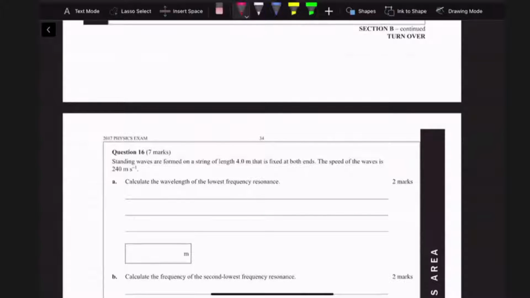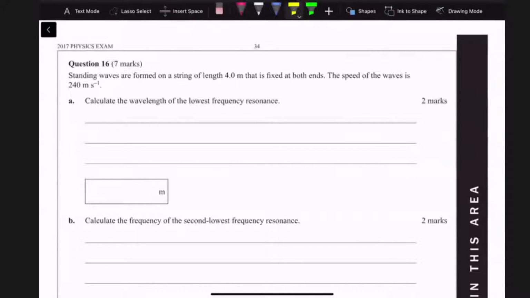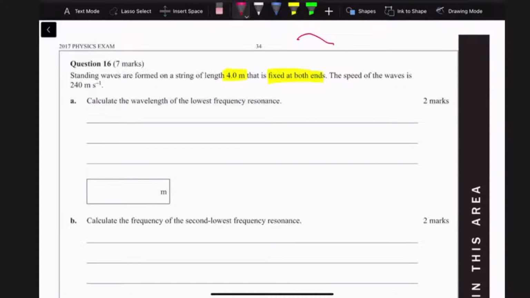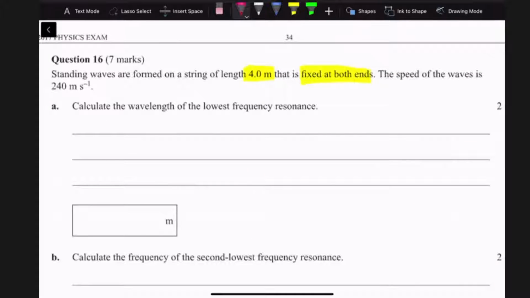So now we're talking about standing waves. There's a string of length 4 and it's fixed at both ends. So it's going to be like this. It's going to have a node on each side. The speed of the waves is this, calculate the lowest frequency. So we know the formula is lambda equals 2L, and L is 4, so in this case it's 8.